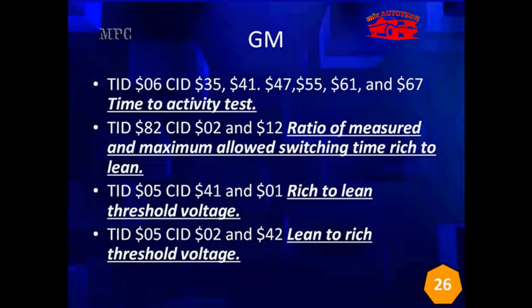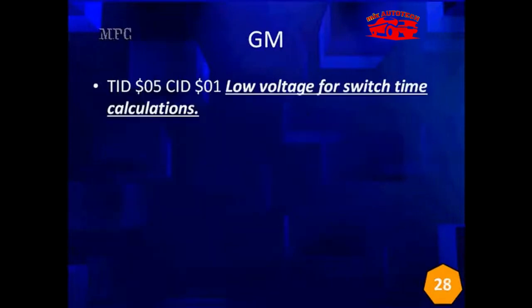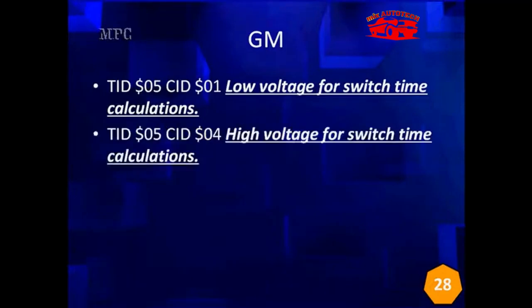The other under TID 5 is lean to rich threshold voltages. It's going both ways, rich to lean and lean to rich. TID 5 is also going to measure low voltage for switch time calculations and high voltage. We just said high voltage is about 14.4 to 1. Low voltage, all of those things we just looked at that chart.